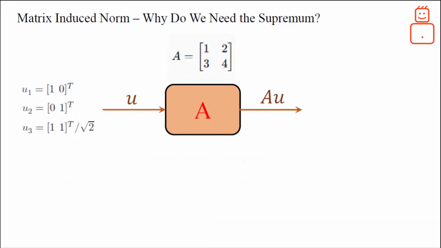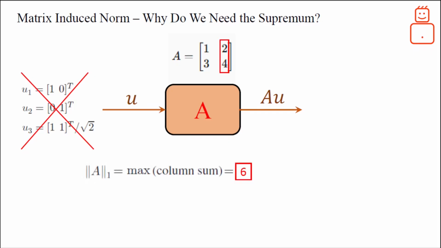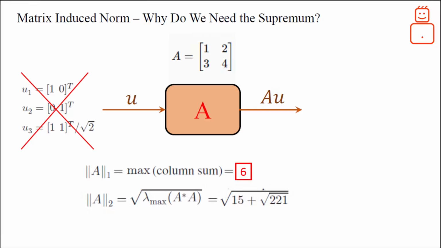So if we go back to our example, according to our definition of the induced matrix norm, we don't need to know the value of the input vector. We can calculate the norms by only using the matrix elements. Induced norm 1 is the summation of the second column as it gives the maximum summation. The induced norm 2 is the square root of the maximum eigenvalue of the transpose of the matrix multiplied by itself. And finally, the induced norm infinity is the summation of the second row as it provides the maximum summation.